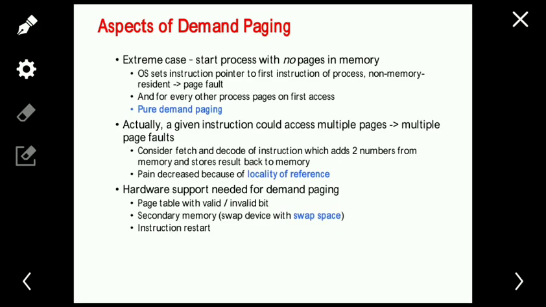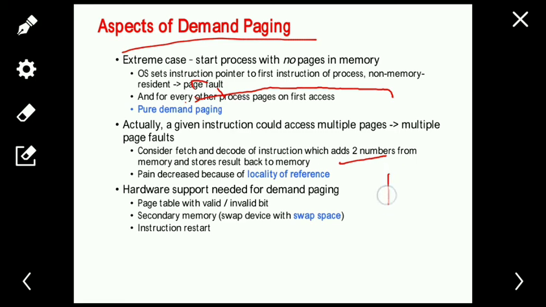Okay, so aspects of demand paging. In the extreme case we start the process with no pages in the memory. The OS sets the instruction pointer to the first instruction of the process, which is non-memory resident. So in the worst case, a process can start without any page in the main memory. At that time, for the first instruction itself, it gets a page fault, since there is no page in the main memory.